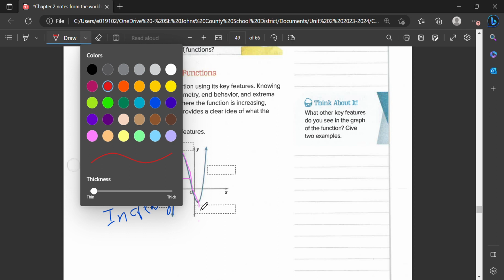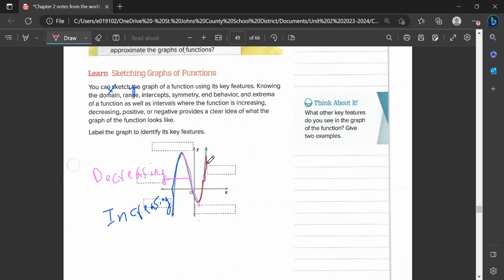All right. Now from the bottom to the top, what's happening? Hopefully you see it. Increasing. The graph is increasing. Perfect. Okay. So we have increasing, decreasing, increasing.